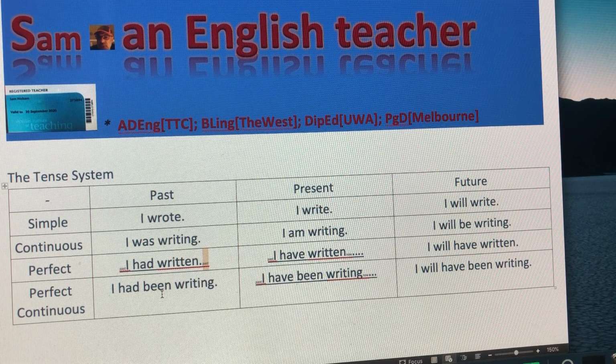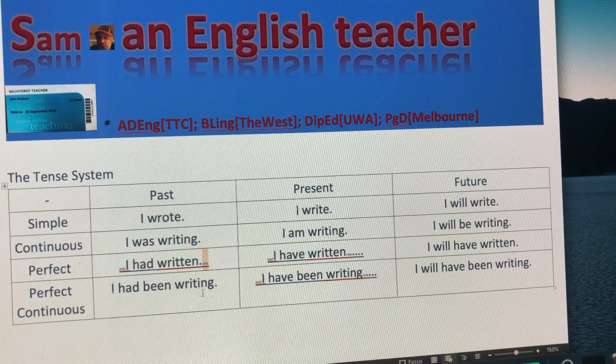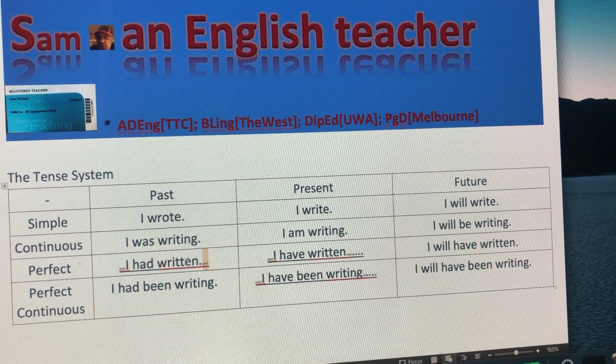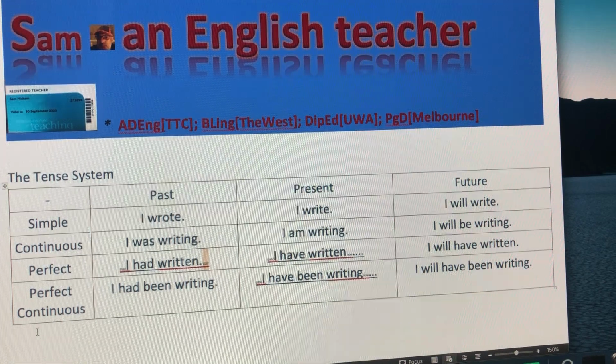It went over a period of time, with this one being more continuous than this one. They call it past perfect continuous.